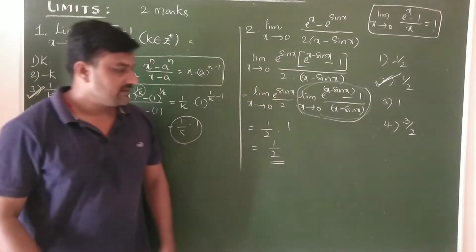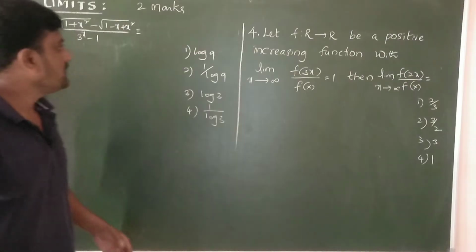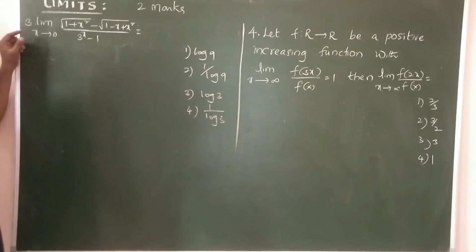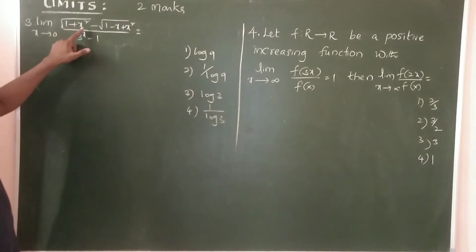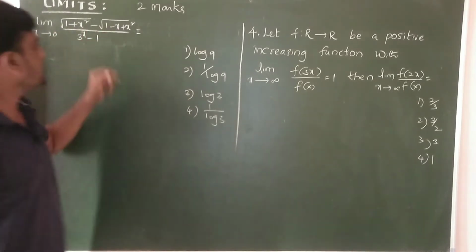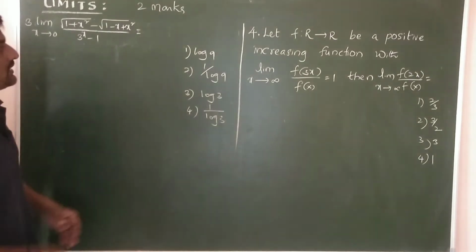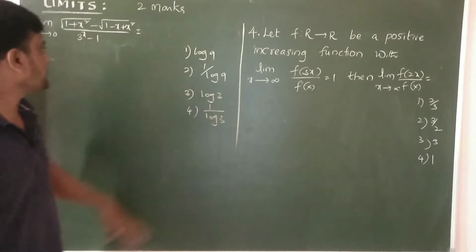Let us do more problems. Now question number 3, limit x tends to 0, under root 1 plus x square minus under root 1 minus x plus x square by 3 power x minus 1. Options are log 9, 1 by log 9, log 3, 1 by log 3.